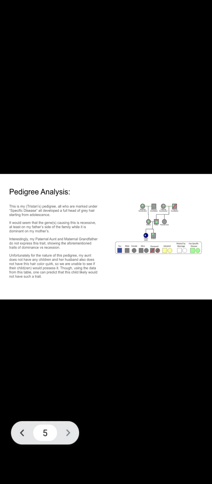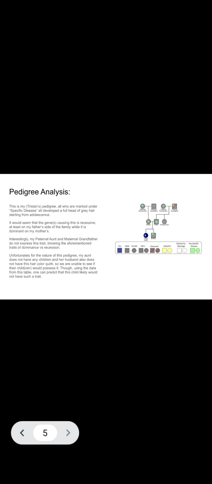Now, to begin on my personal pedigree, this is Tristan's pedigree. All who are marked under the specific disease developed a full head or almost a full head of gray hair starting from adolescence. Based on my findings, it would seem that the gene, or genes causing it, are recessive, at least on my father's side, while it is dominant on my mother's.